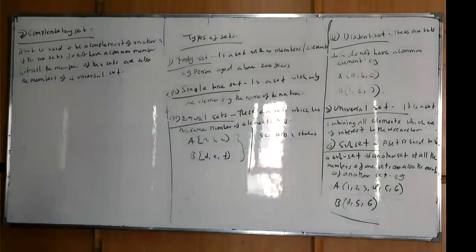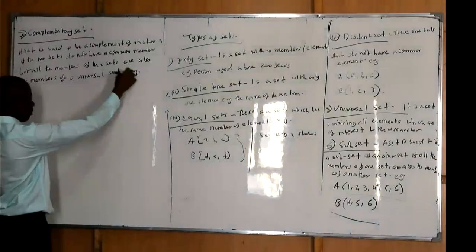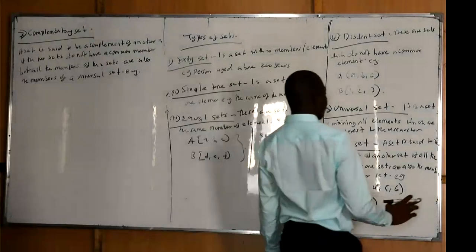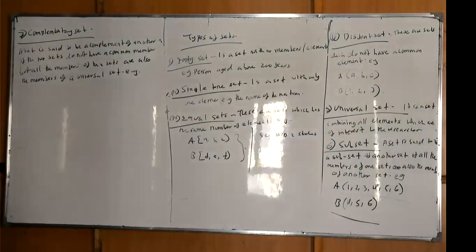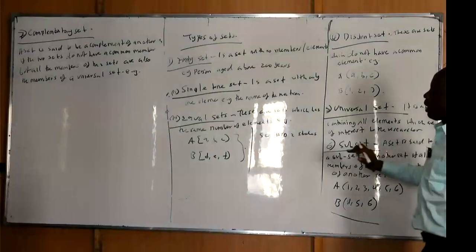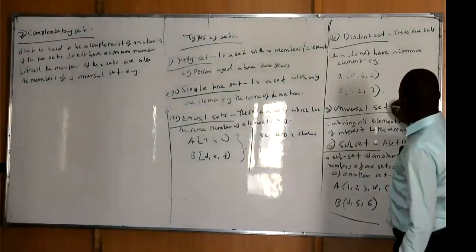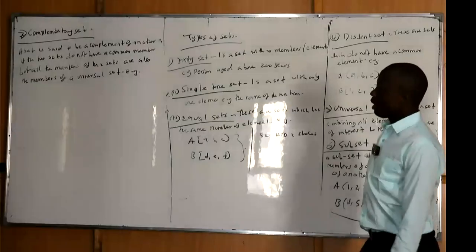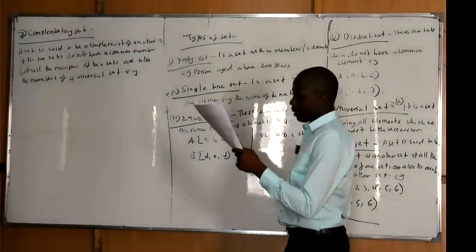Unless we use an example, you will not understand well. So, we said a universal set is a set containing all the elements which are of interest to the researchers. That is a universal set. Remember, a universal set is denoted by letter U. So when you see letter U, just know that it is a universal set.